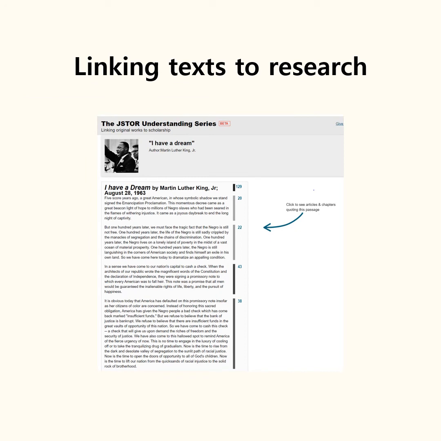Here's an example from Martin Luther King's I Have a Dream speech. You can see here it's arranged into paragraphs rather than lines. There are 129 items in total, and for the first paragraph there are 20 relevant articles. Again, you can click on the number to view the list of relevant scholarship.